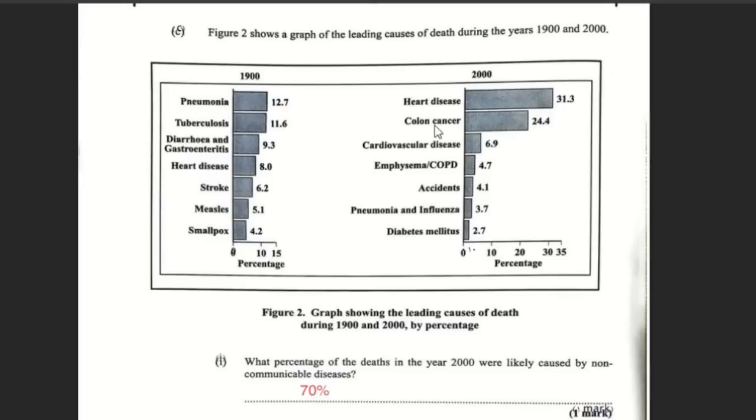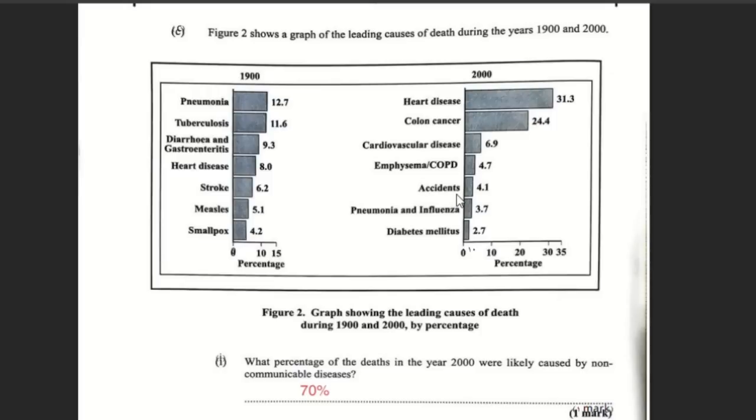Colon cancer, that's also non-communicable. Cardiovascular disease, I cannot just touch somebody and then give it to them, that's also non-communicable. COPD, also non-communicable. And then pneumonia and influenza, this right here, is communicable. For example, if somebody has the flu and you go around them or you touch the same things as them, then you're likely to get the flu. And pneumonia can also be contagious. Then diabetes mellitus is non-communicable. So non-communicable, non-communicable, non-communicable, non-communicable, communicable, and then non-communicable again.